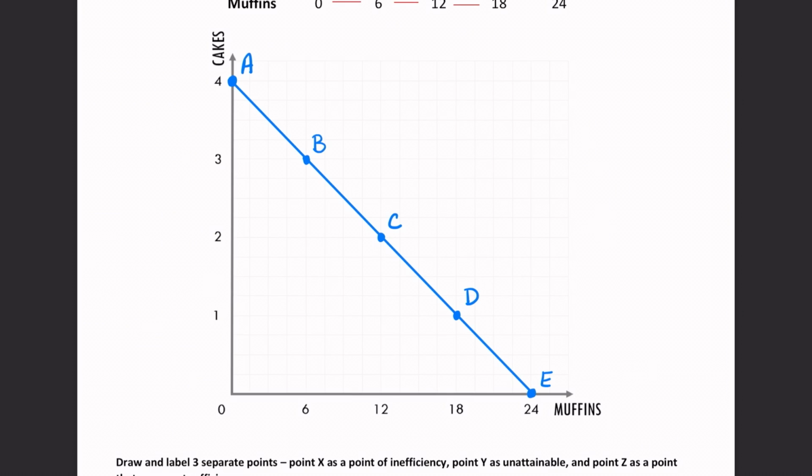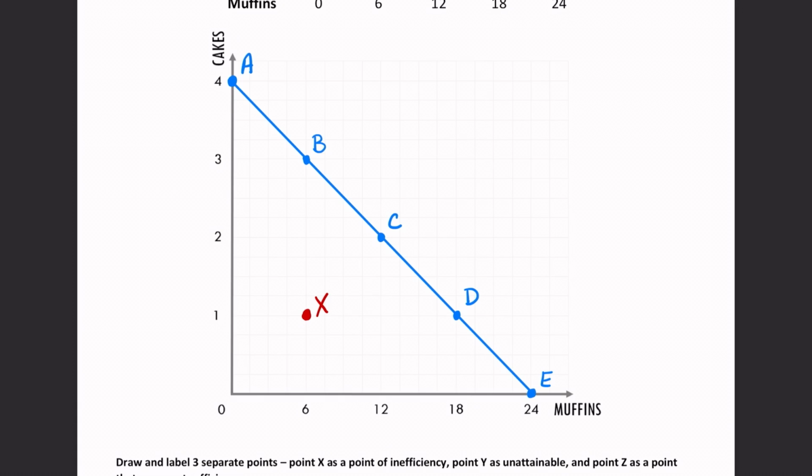Now it asks us to draw and label 3 separate points: a point X of inefficiency, Y that's unattainable, and Z that's a point that represents efficiency. Well, a point that is inefficient would be any point that falls inside of our production possibilities curve. So you can really put that point X anywhere. We could put it right here, call it point X, and that would be inefficient.